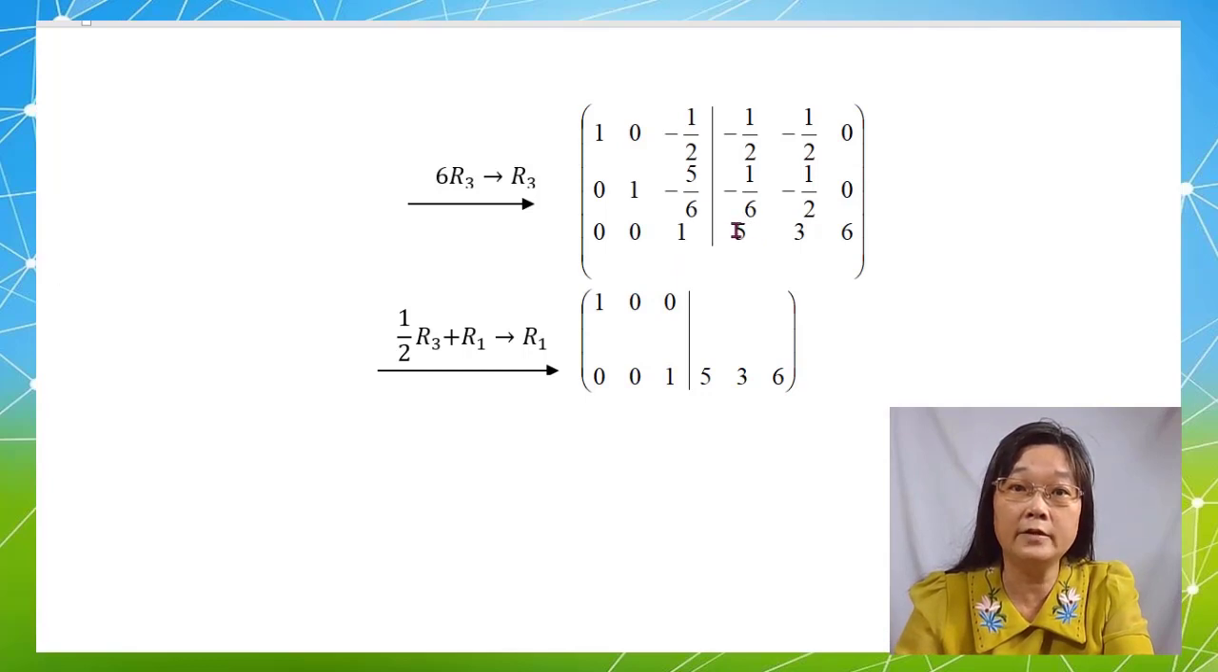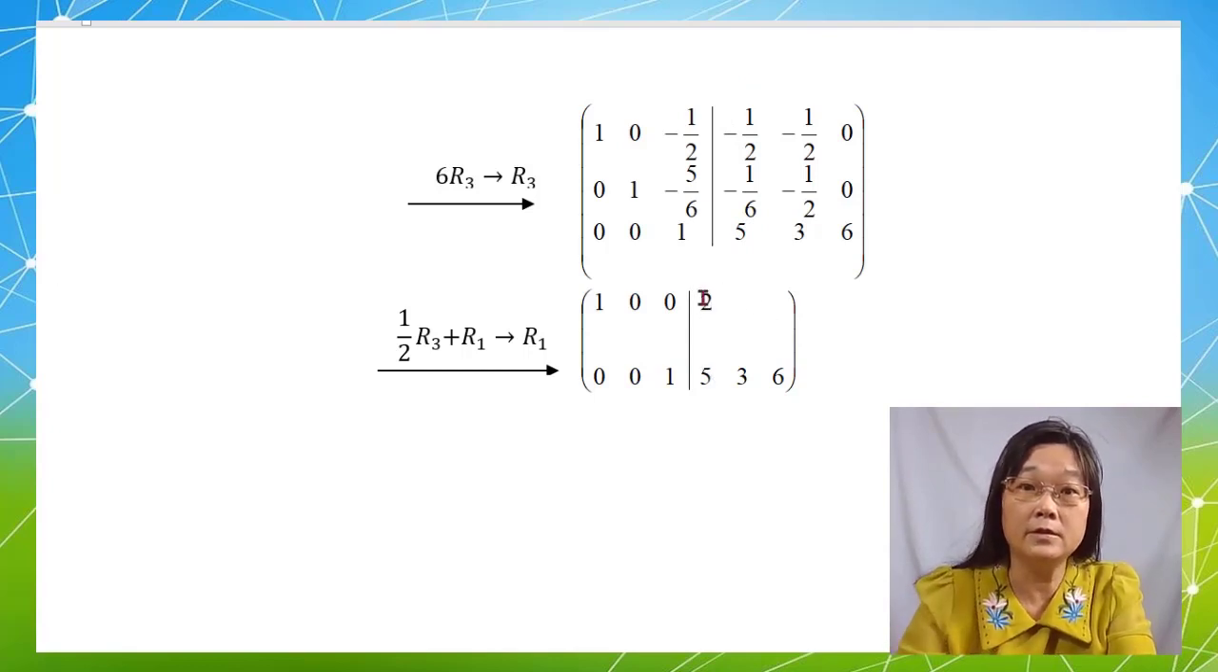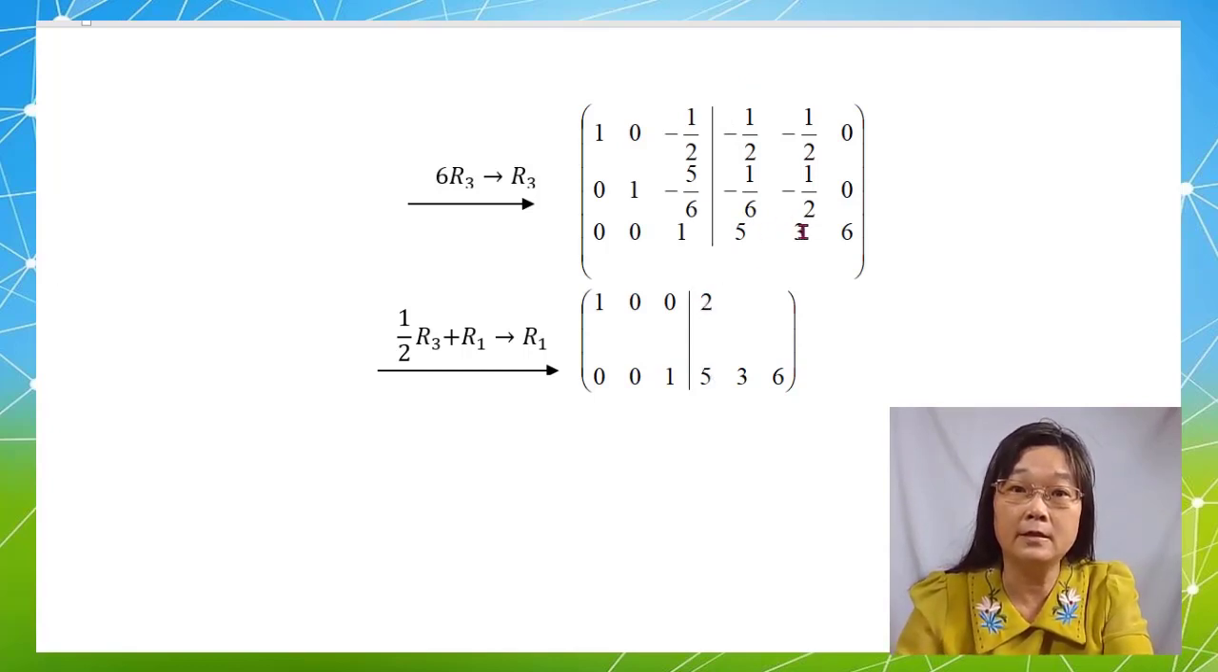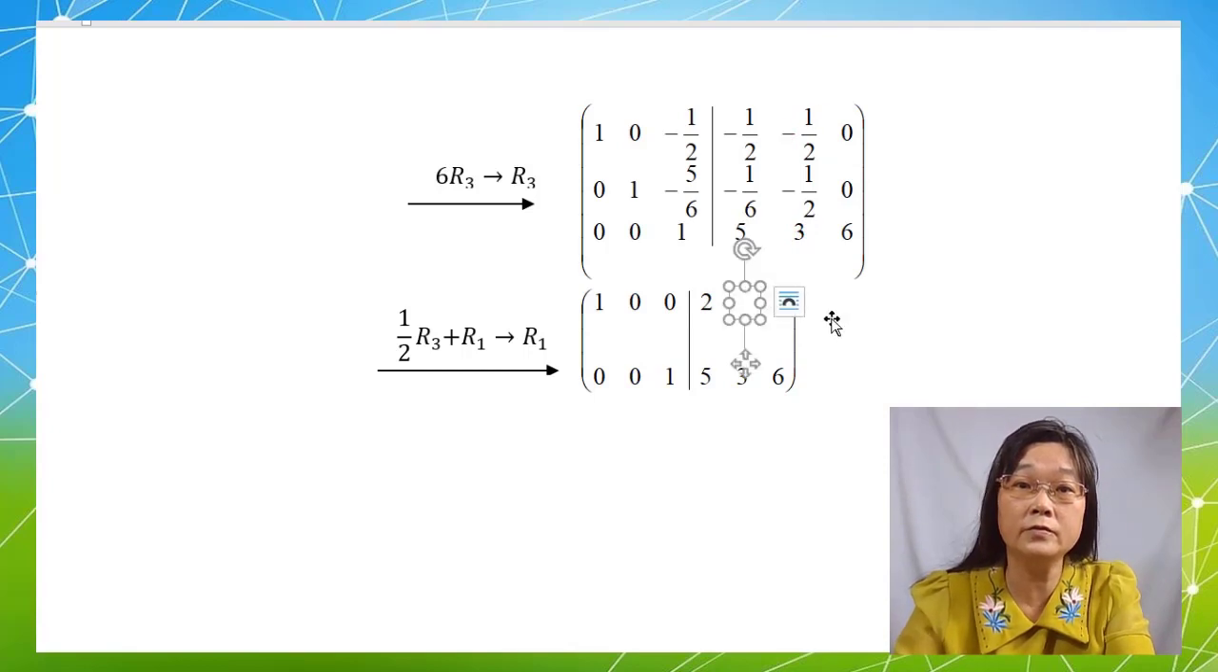Now the fourth number in row 3 is 5. 5 times 1 over 2 is 5 over 2. Then 5 over 2, add in negative 1 over 2. Now it is equal to 2. Then the fifth number in row 3 is 3. 3 times 1 over 2 is 3 over 2 and add into negative 1 over 2. It is equal to 1.